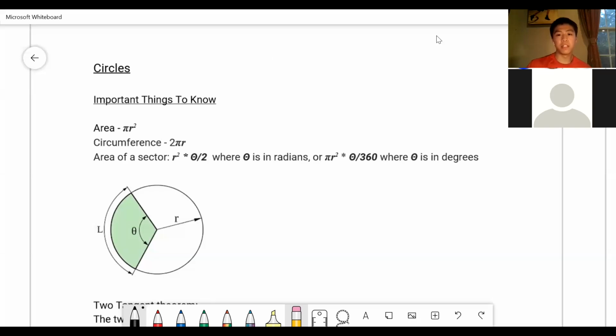All right, so everyone can see the screen? Yes.